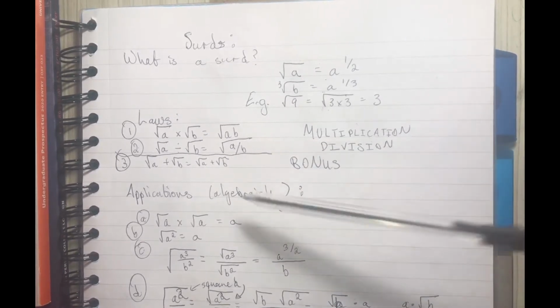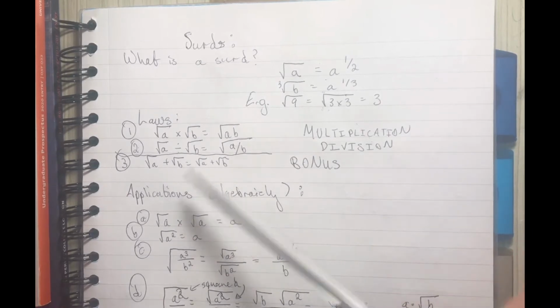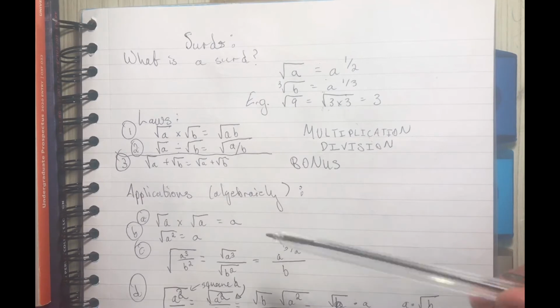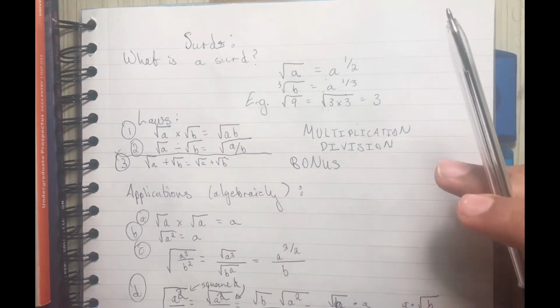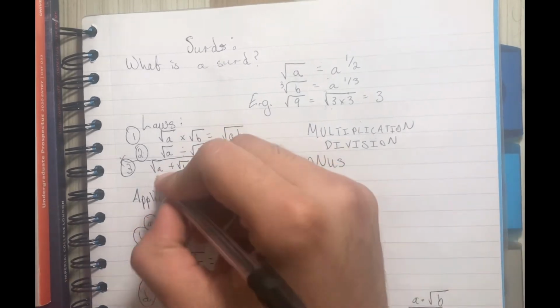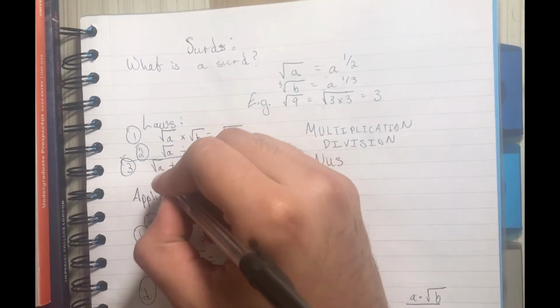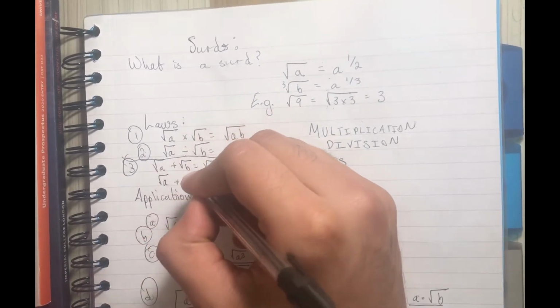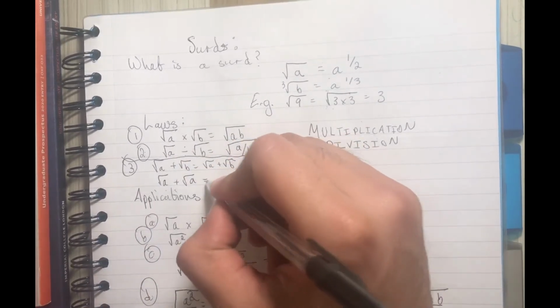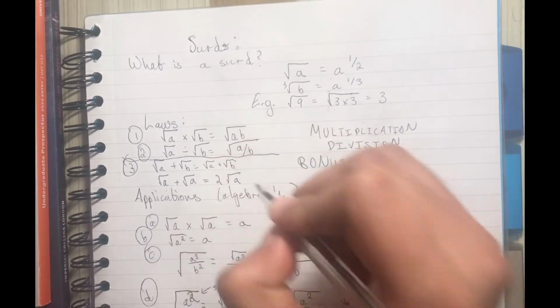As a bonus rule, adding surds doesn't really do anything to it, unless they have the same base. But if they have different bases, nothing happens. Let's just explain what I mean by the same base. So if you have root A plus root A, we'll get 2 root A.